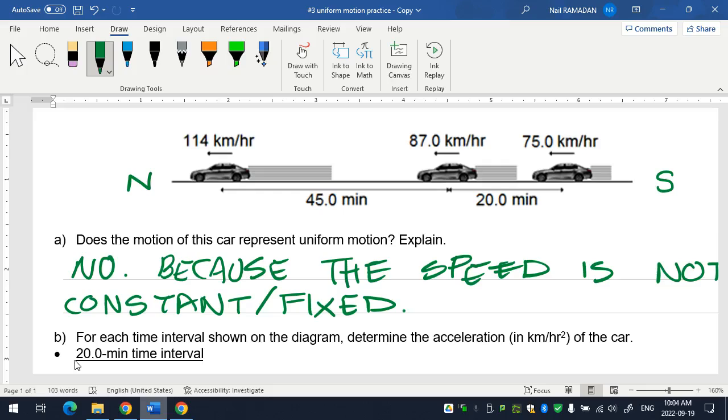So for each time interval, for each time range, determine the acceleration. Obviously, technically, instantaneous or average. Of course, even if I don't say average, you already know, especially if you have a time interval, I am talking about acceleration. In what unit? Kilometers per hour squared. Okay, there's a problem here. Look at the diagram. How come the diagram is not consistent with the units that I am asking you to use? What is the time scale of the diagram?